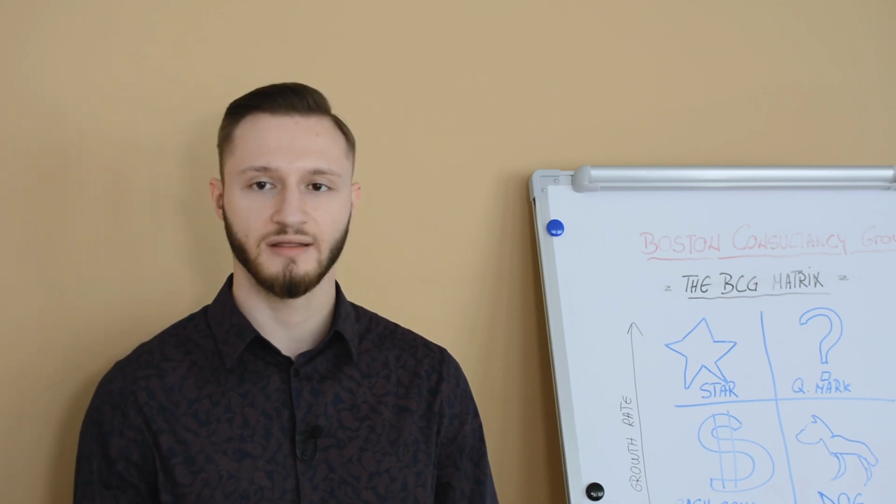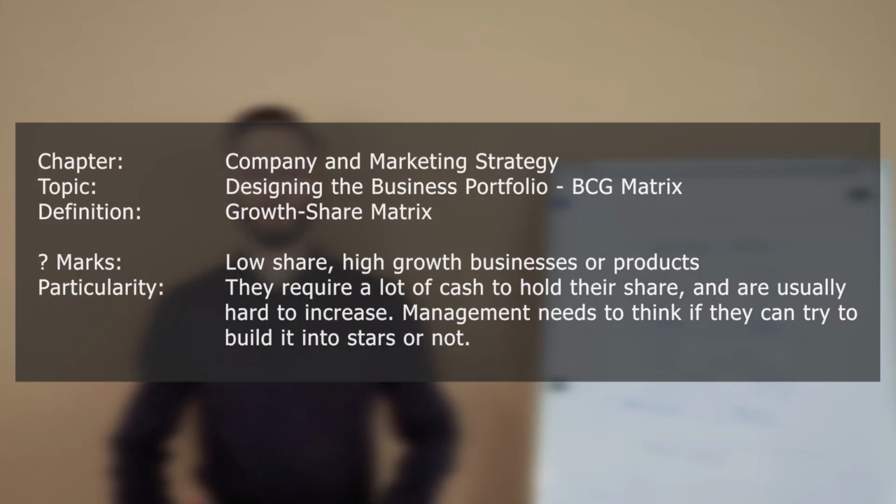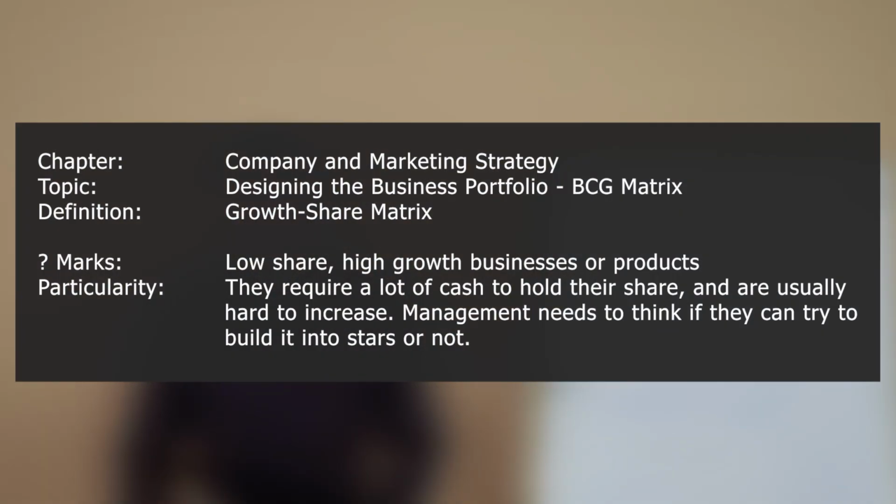They invested money in them and transformed them into cash cows. Going on, we have question marks. They are low share, high growth. They require a lot of cash to hold their share and are usually hard to increase. Management needs to think if they can try to build it into stars or not.